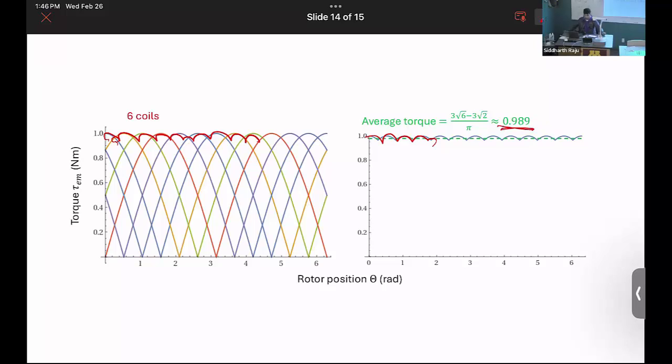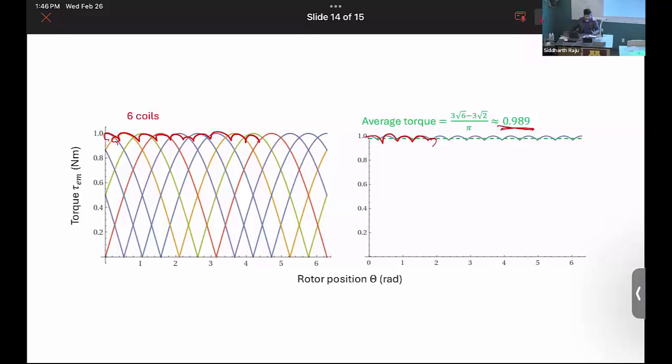Okay. Can somebody tell me what are the problems we have with this set of coils that we have? Copper is not cheap, right? So we put 6 sets of coils, and we are only utilizing at any given time 1/6 of the coil. In this case here, we had 12 sets of coils, right? At any given time, we are just using 1/12 of the coil, which is a total waste of copper.